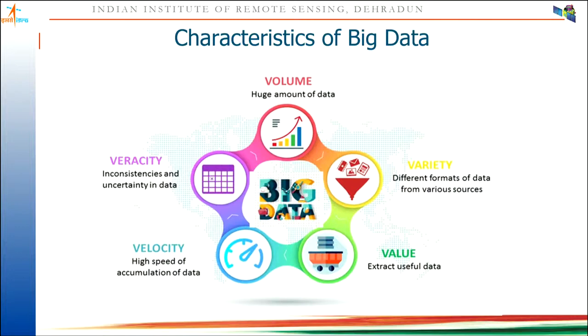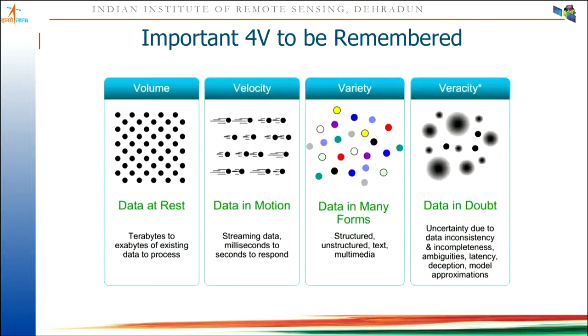If there is a lot of inconsistency or uncertainty in this data, then veracity is another important characteristic, which is very much applicable in the social media platforms, where you are generating a lot of geographical data, a lot of location-specific data, but it also has a lot of uncertainty in the database. So these are the 6 major characteristics of the big data.